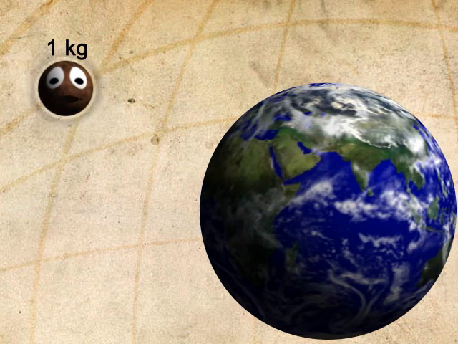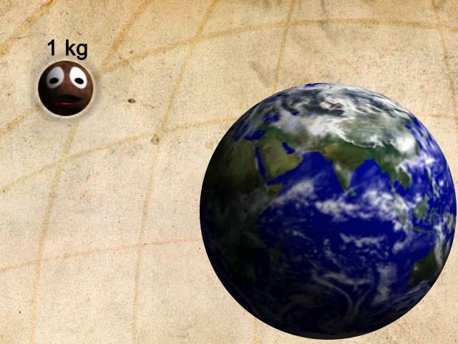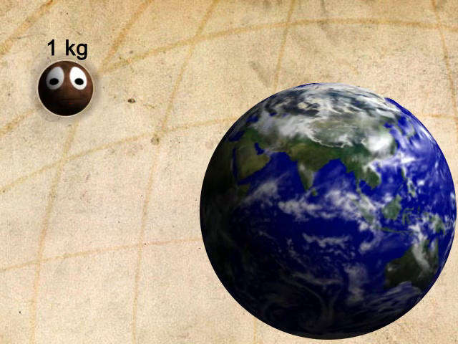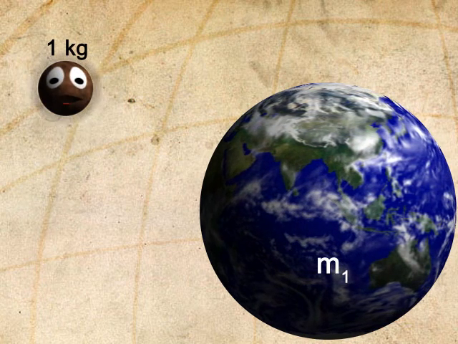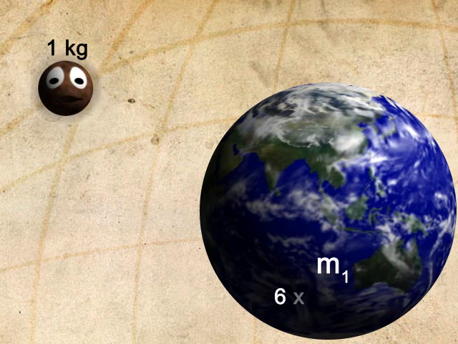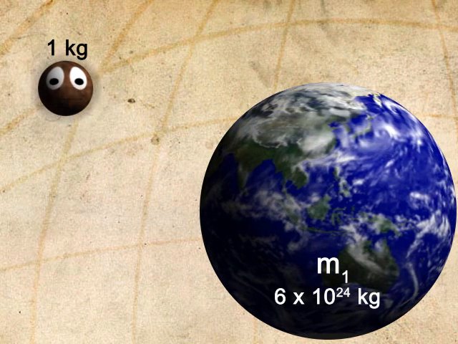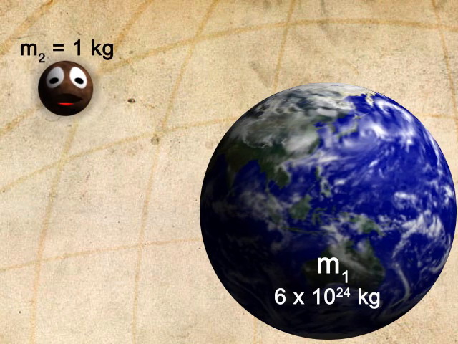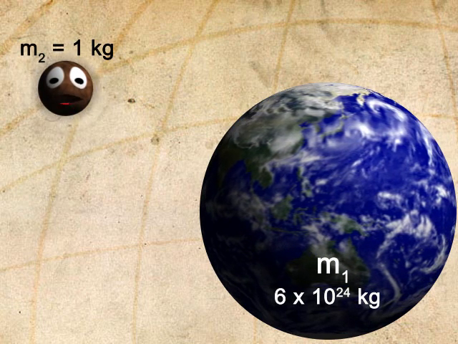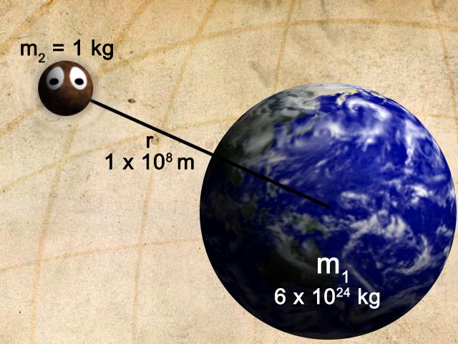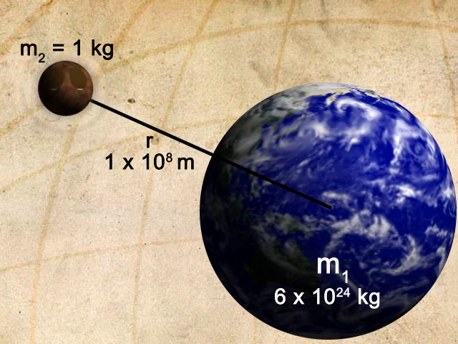Let's imagine that I'm floating somewhere near your planet Earth. In order for me to calculate the force of attraction between us, I need to know the mass of the Earth, m1, which is 6 times 10 to the 24 kilograms, my mass, which is a tiny bit smaller at 1 kilogram, and the distance I am from the centre of the Earth. It's about 100,000 kilometres, or 1 times 10 to the 8 metres.